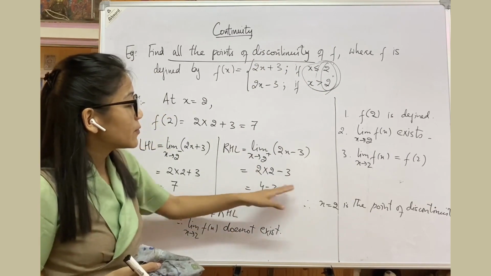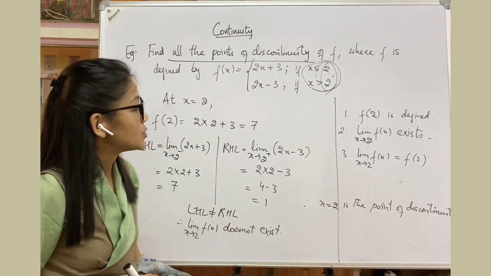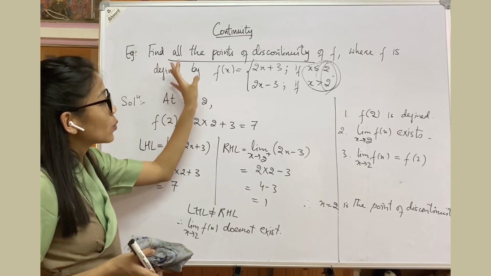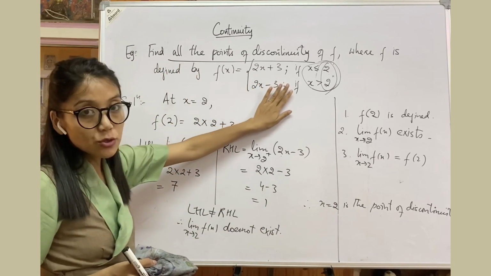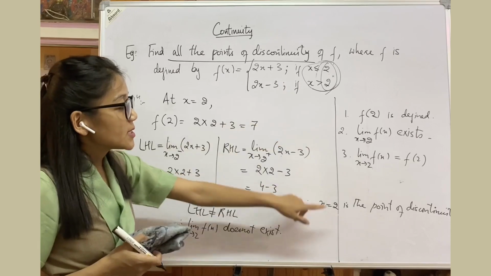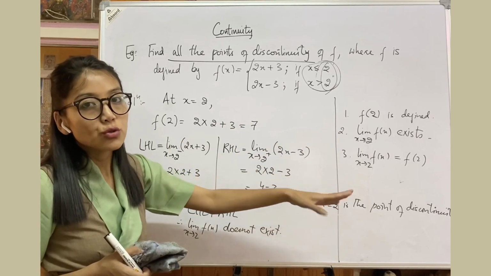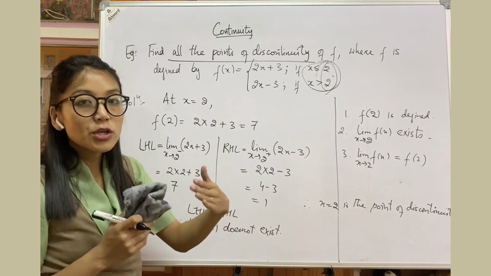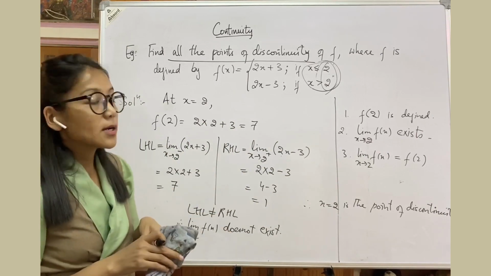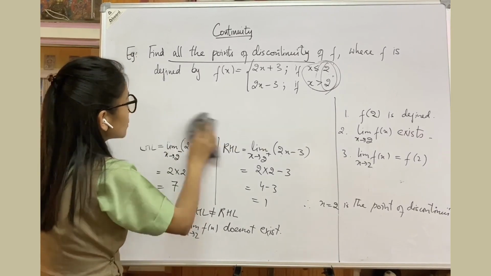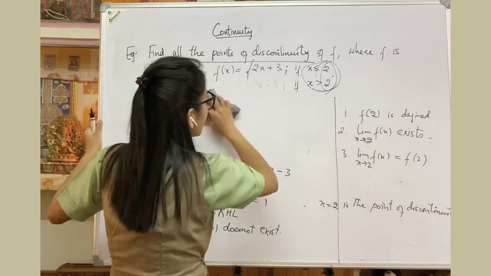So here we got 2 as the point of discontinuity. If the question asks to check whether the function is continuous at 2 or not, then you will write therefore the function is discontinuous at x equals 2. However the question is asked, you have to answer accordingly. So this is one example I wanted to do. Now next I will take one more example.